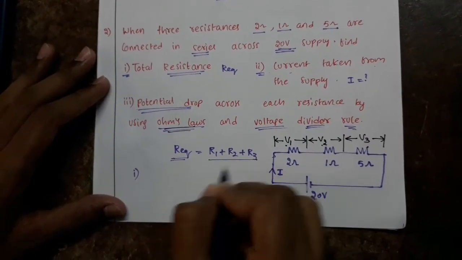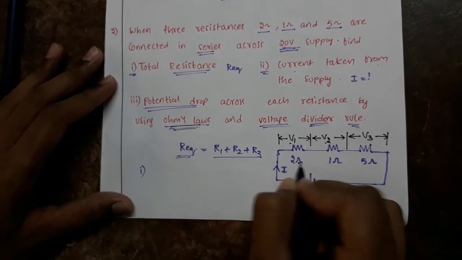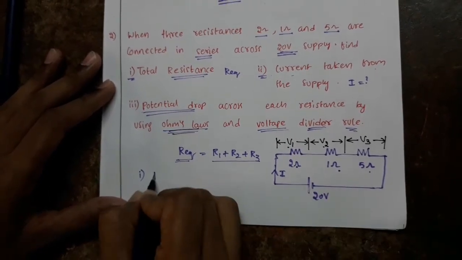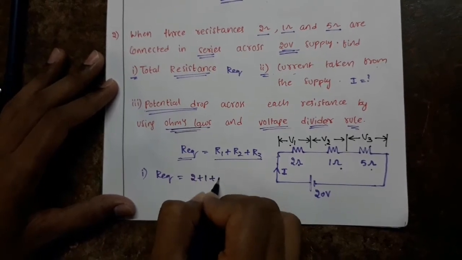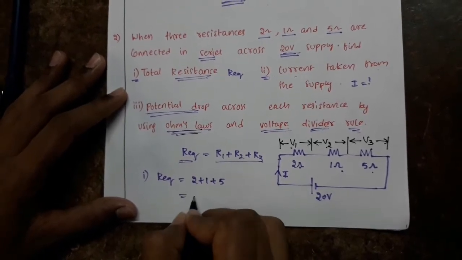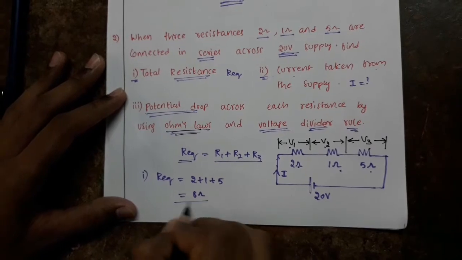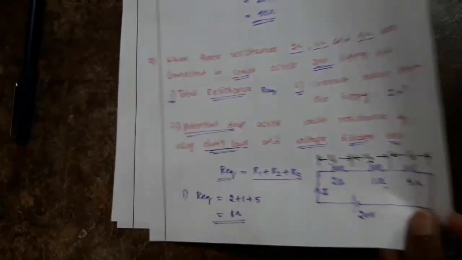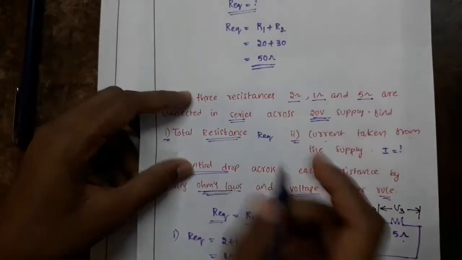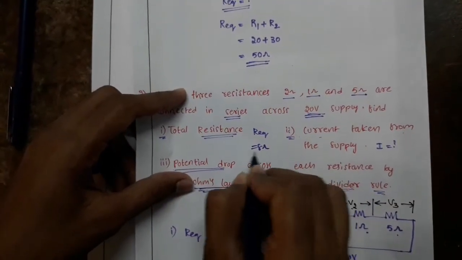R equivalent equal to R1 plus R2 plus R3. So 2 ohm plus 1 ohm plus 5 ohm. 2 plus 1 plus 5, that is equivalent to 8 ohms. We got R equivalent of 8 ohms. So R equivalent equal to 8 ohms.